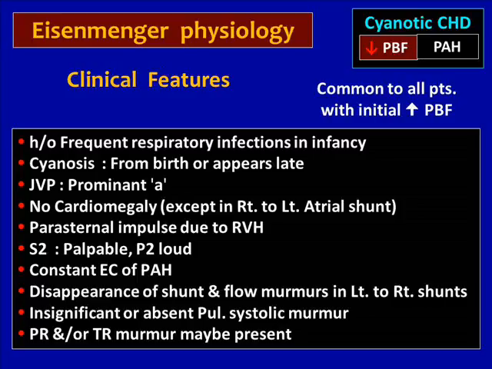No cardiomegaly is obvious, except in right to left shunts at atrial level, which show cardiomegaly. Auscultation reveals a loud P2, which differentiates this group from cyanosis with decreased pulmonary blood flow with PS. Also, one hears the constant ejection click of PAH. There is disappearance of shunt and flow murmurs of left to right shunt. An insignificant pulmonary systolic murmur may be heard or it is absent. PR and or TR murmur may be present.